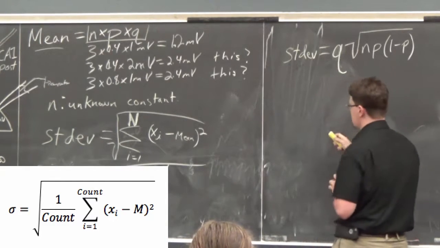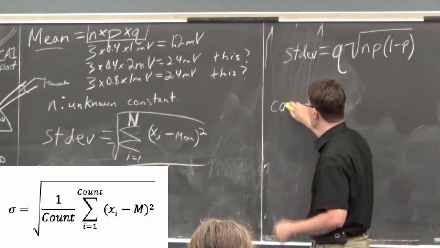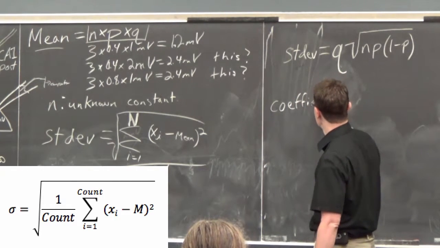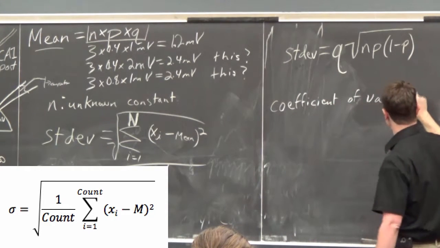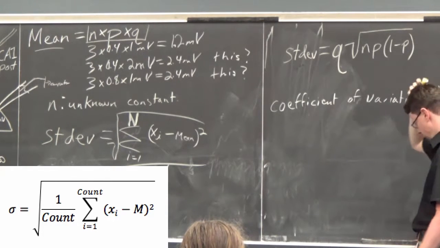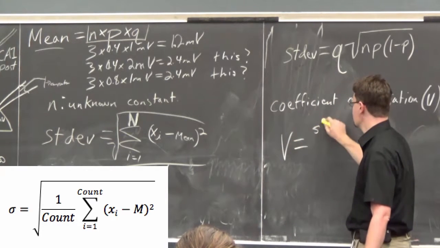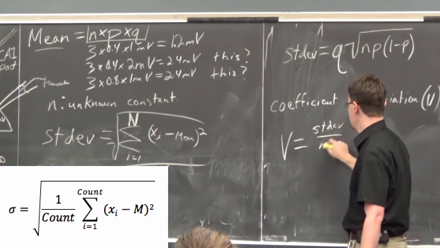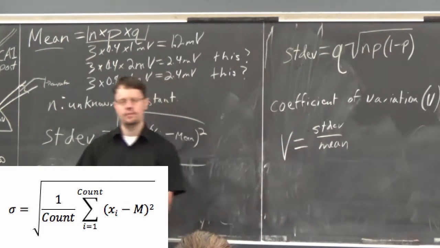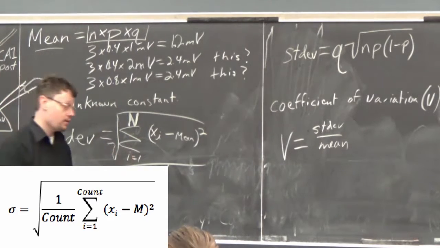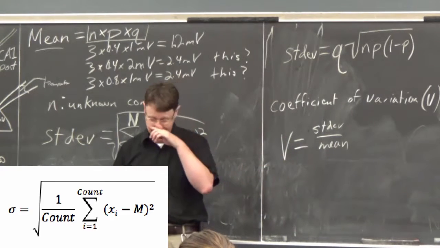So what I can do then is there are other things that I can calculate. There's another term in statistics called the coefficient of variation, which we're just going to call V. And the coefficient of variation is just defined as standard deviation divided by mean. So again, I can measure standard deviation if you give me a bunch of numbers. I can measure mean if you give me a bunch of numbers. I can divide one by the other, get that. So I could calculate this as well.